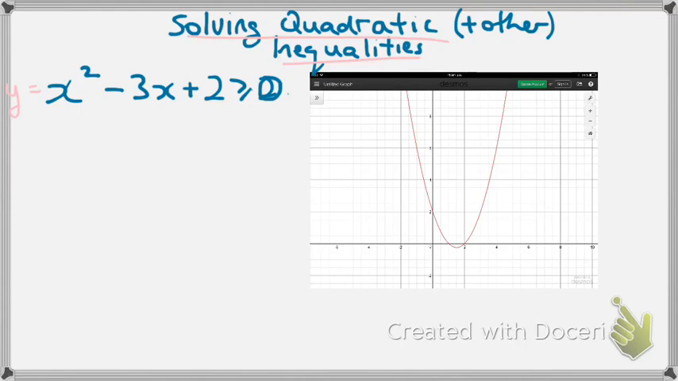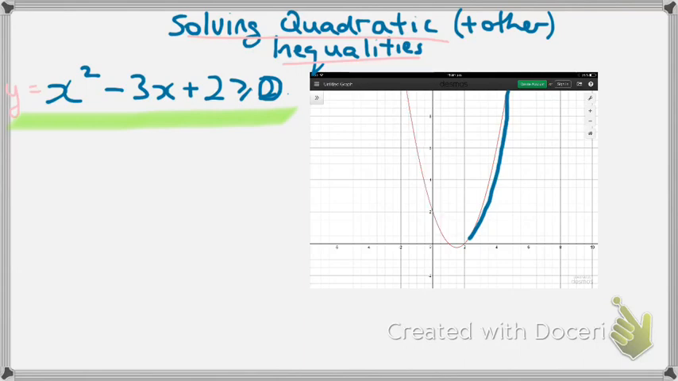So what this is saying is I want to know when the y values of this graph are bigger than 0 or equal to 0. If you look at the curve, it's all of these sections here, right? Those two things are where the graph is above the x-axis, and so y is bigger than 0.